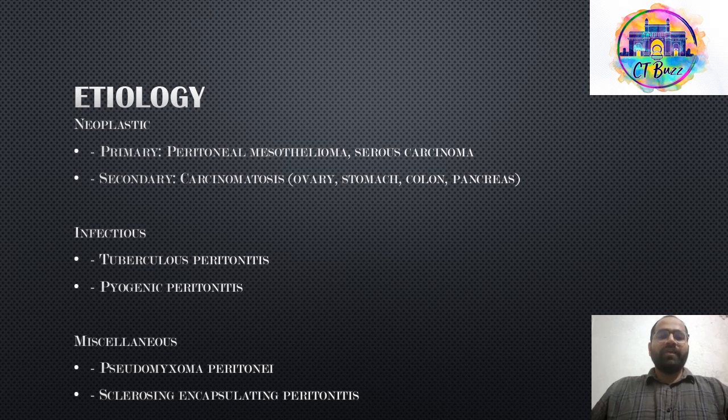Coming to the etiology, it can be neoplastic, infectious, or miscellaneous. Under neoplastic, primary will be peritoneal mesothelioma or serous carcinoma, whereas in secondary it can be carcinomatosis from ovary, stomach, colon, or pancreas. Coming to the infectious, it can either be tuberculous peritonitis or pyogenic peritonitis. Coming to miscellaneous, it can be pseudomyxoma peritonei or sclerosing encapsulating peritonitis.